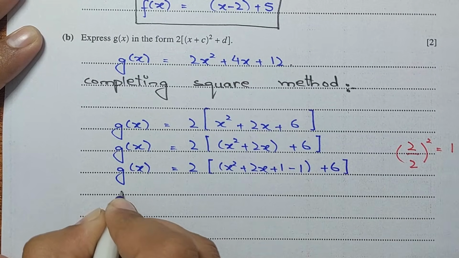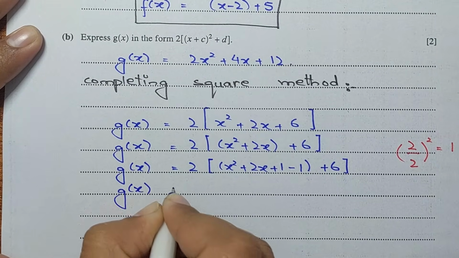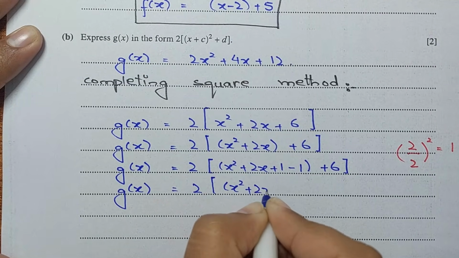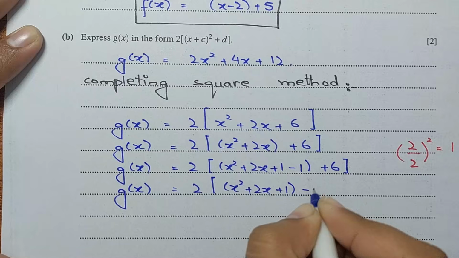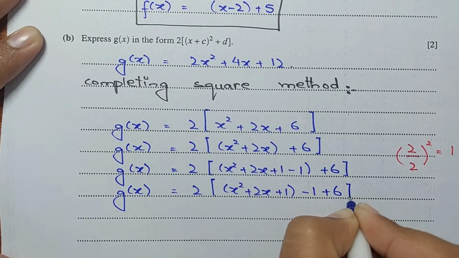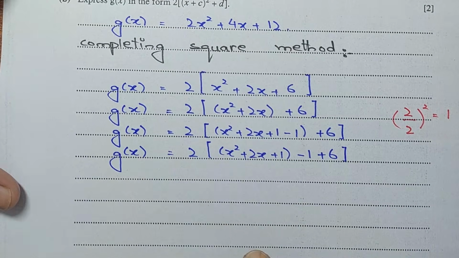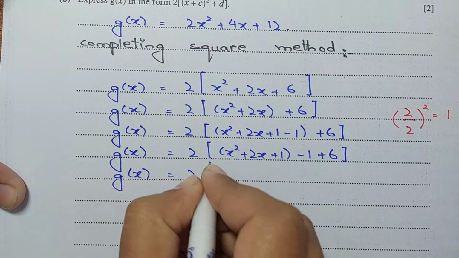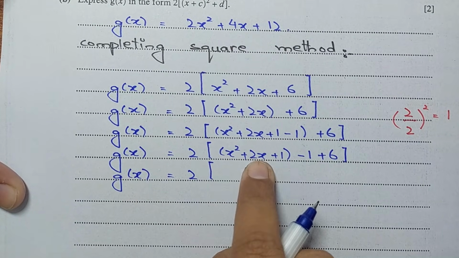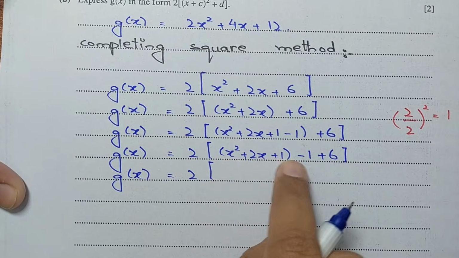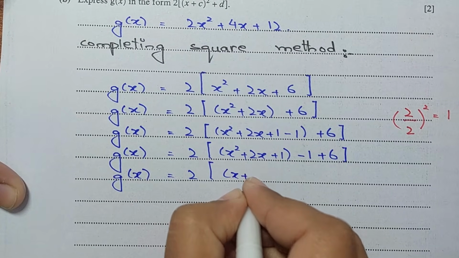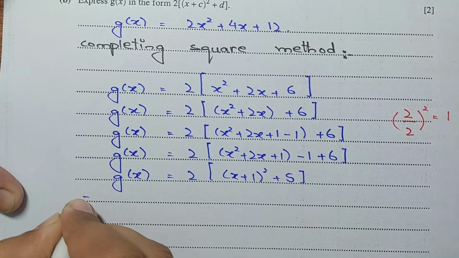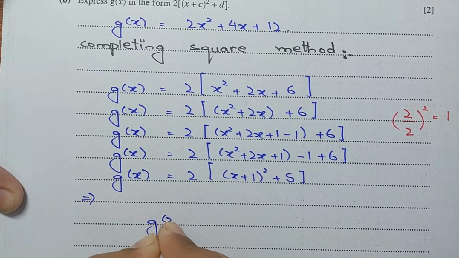and plus 6 is outside. Now g of x is, to combine the first three terms, x square plus 2x plus 1, minus 1 and plus 6, I just take minus 1 out of the bracket. Now g of x is 2. Now this is a square plus 2ab plus b square. So x plus 1 whole square and plus 5.